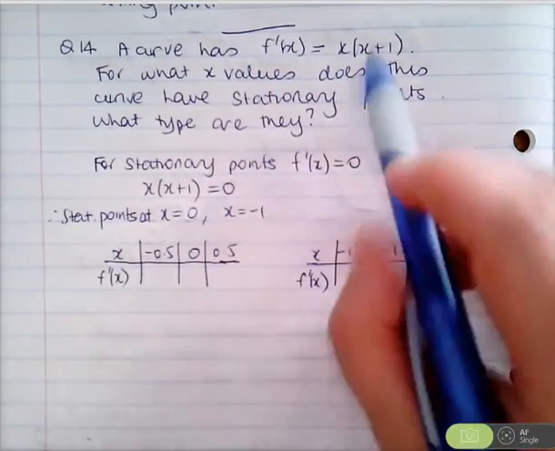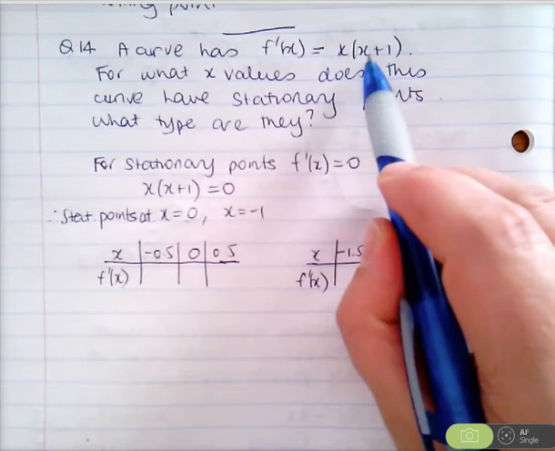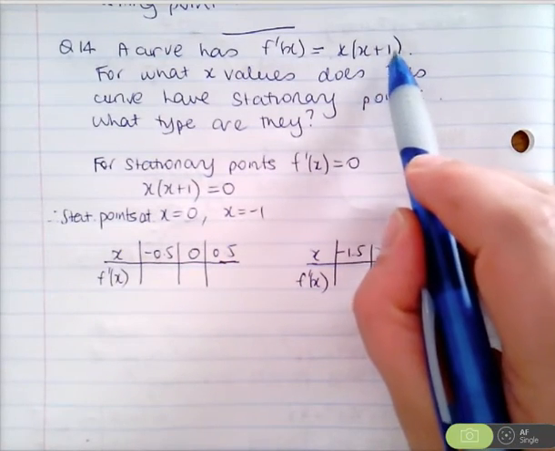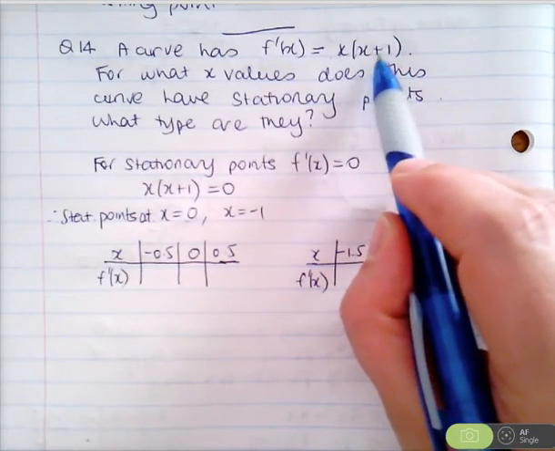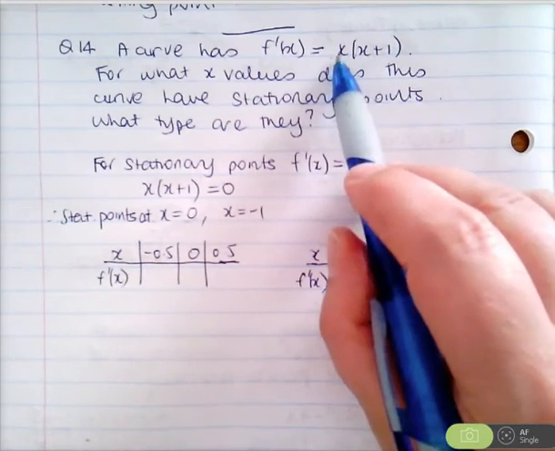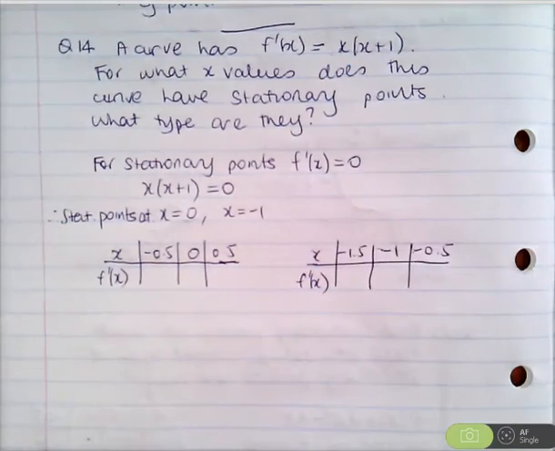So if x is -0.5, we've got -0.5 times (-0.5 plus 1). 1 plus -0.5 is 0.5. So it's 0.5 times -0.5, which is -0.25.